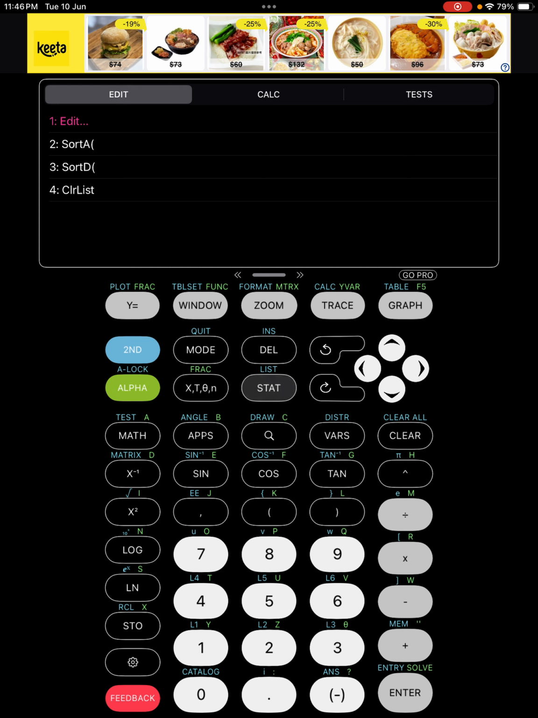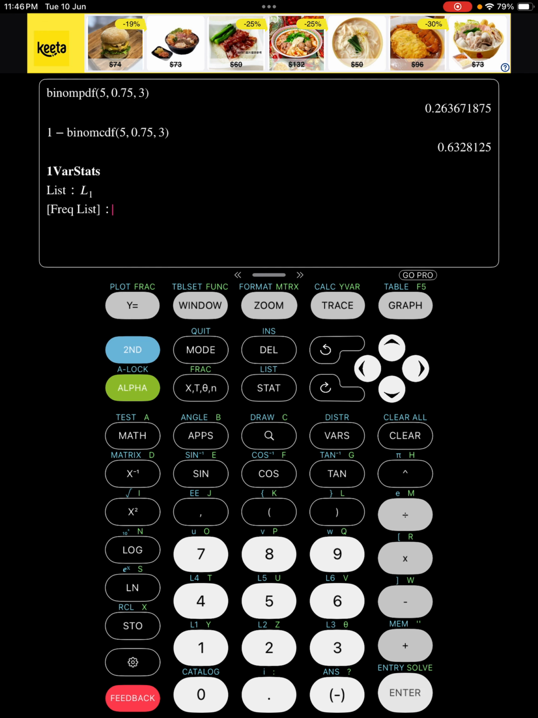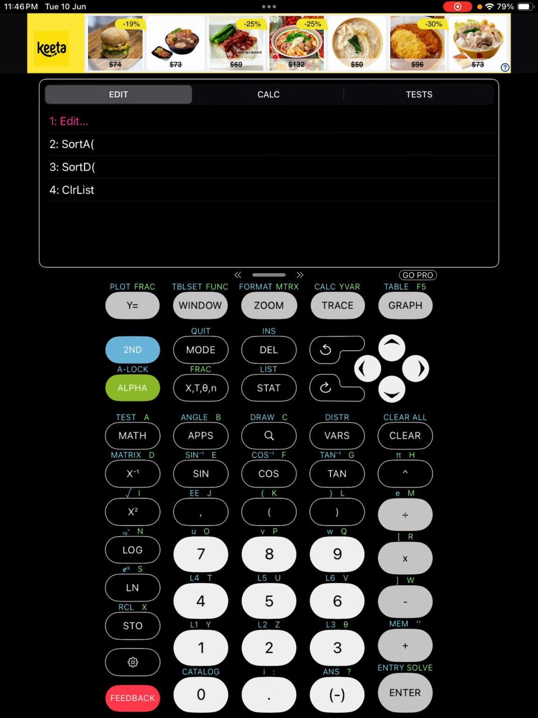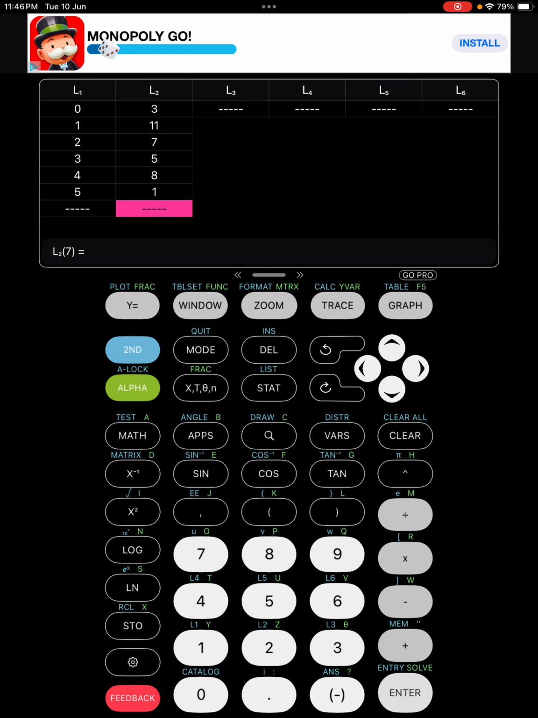So if we want to go to stat, we go to calc, we want to go to one variable stats. If you look at list, which is L1, your frequency list in this case, you should be putting L2. Oops, what's wrong? Valid frequency list length. Go back to this again. Oh, I'm missing a value here. I thought I put a 1 here.